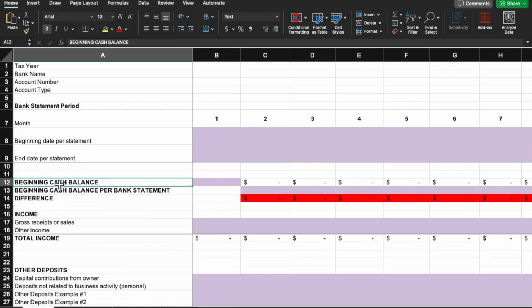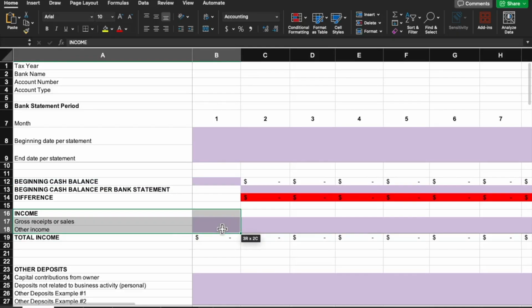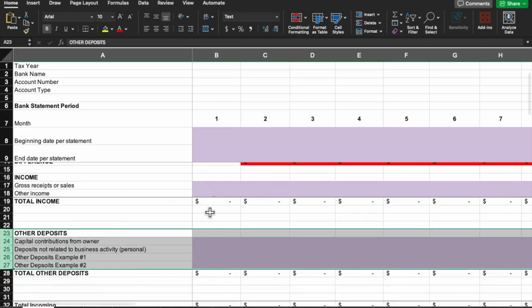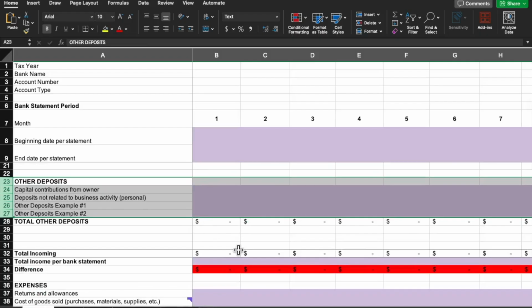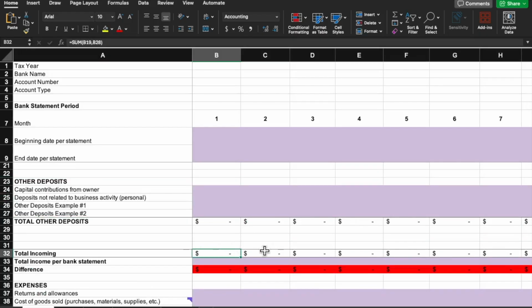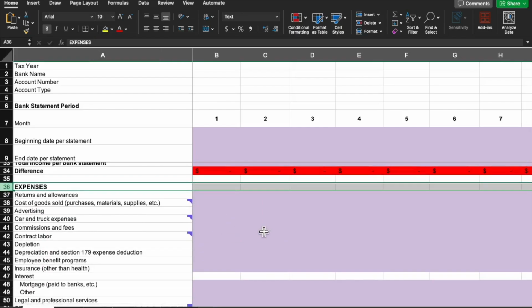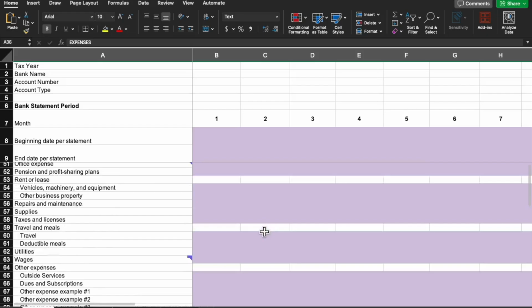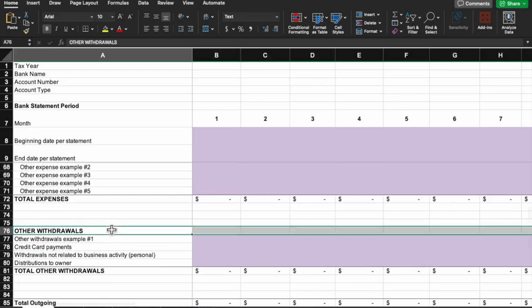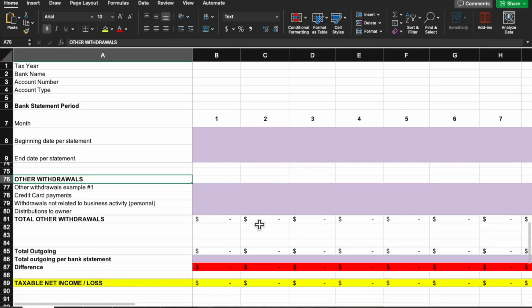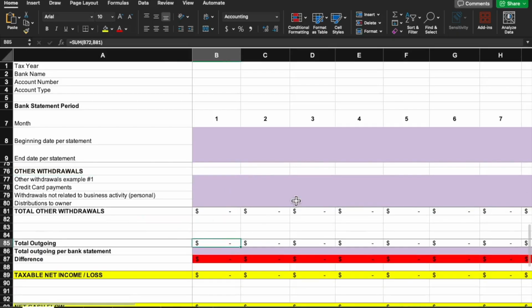Over here, again, a lot of it's self-explanatory: beginning cash balance, income from the bank statement, money coming into your bank statement, you either put here or here, and then there are formulas already set up to total these numbers. Then you have expenses, so money going out of your bank statement. Other outgoing items that aren't business related, you will put here. Again, formulas here to total everything.